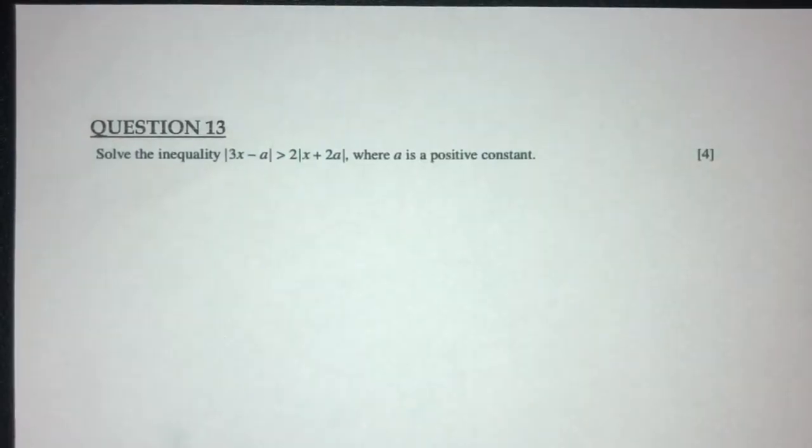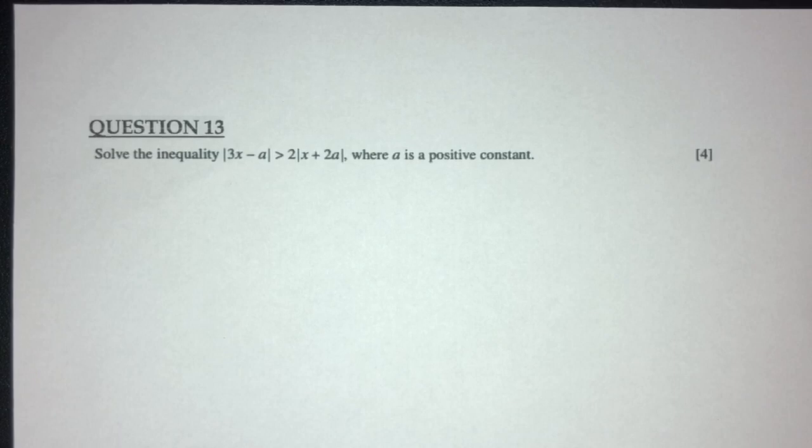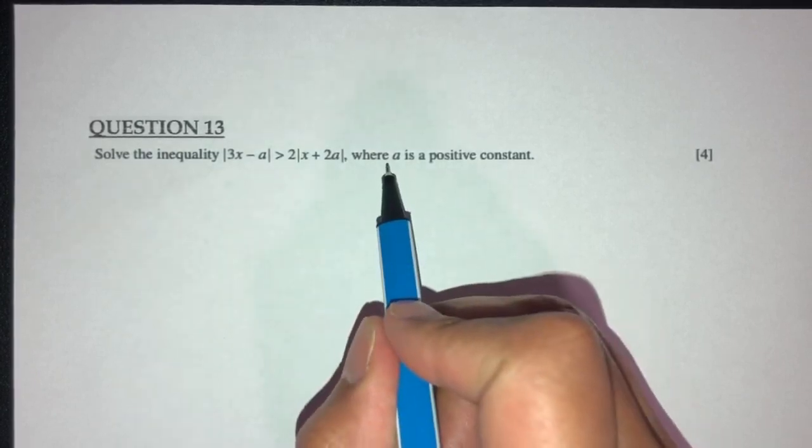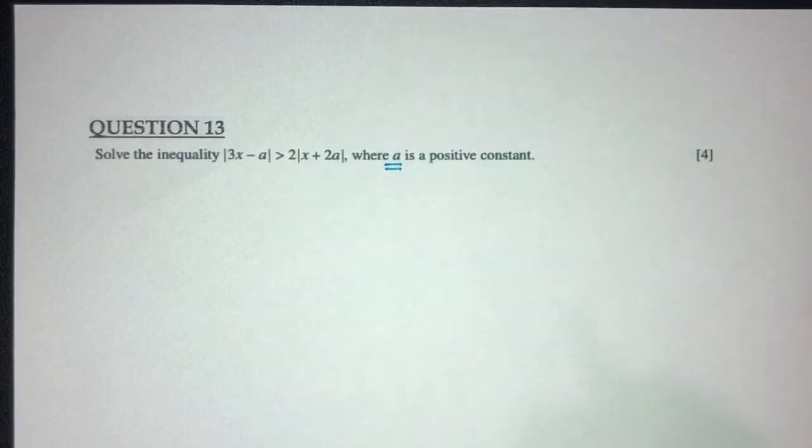Now let's move on to question number 13. So here we have to solve the inequality. Now we have this equation right here where a is a positive value. Now sometimes you might get scared when you see that we have something unknown to find, but the concept is the same. Again, what do you do here?